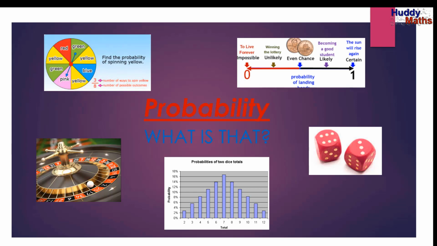What is probability anyway? That's a big question right here in the middle. What is probability? Let's go around the screen and see if we can find out. Okay, we've got a spinner up here. This little thing in the middle spins around and lands on a colour. The pointer lands on a colour. Find the probability of spinning yellow.